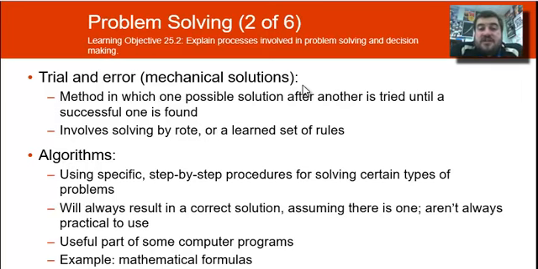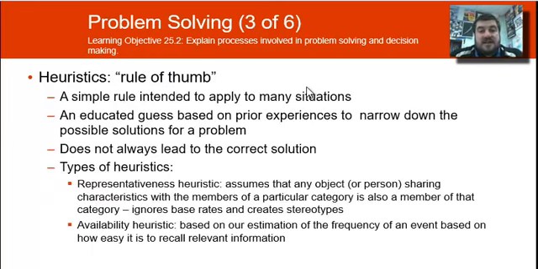If it doesn't work, you try another until the successful one is found. This is a rote, learned set of rules. Algorithms are specific step-by-step procedures and processes which will always get you an answer. It will always get you the correct solution, assuming there is a correct solution. However, it's not always practical to use. It is useful in computer programs. You've probably studied it in mathematical formulas.